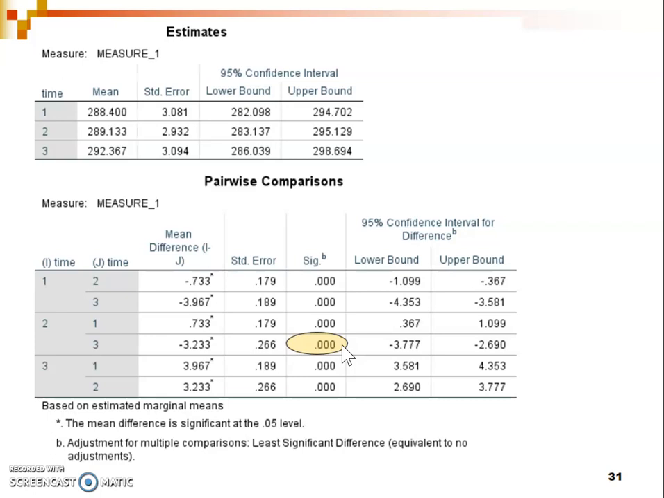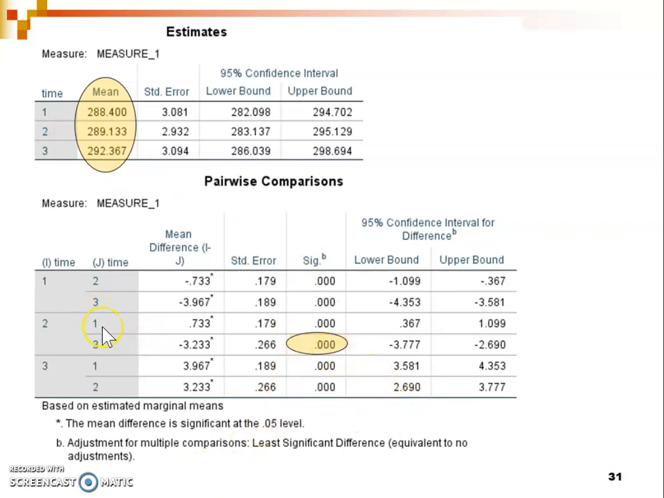So again, we're going to compare this value here to our alpha level and see that it's less than our alpha level. So again, this comparison between time point 2 and time point 3 is indeed significant. And we can also look up there again at our actual means to see that the mean for time point 3 is a bigger number, so scores went up from time point 2 to time point 3. And that difference indeed was significant.